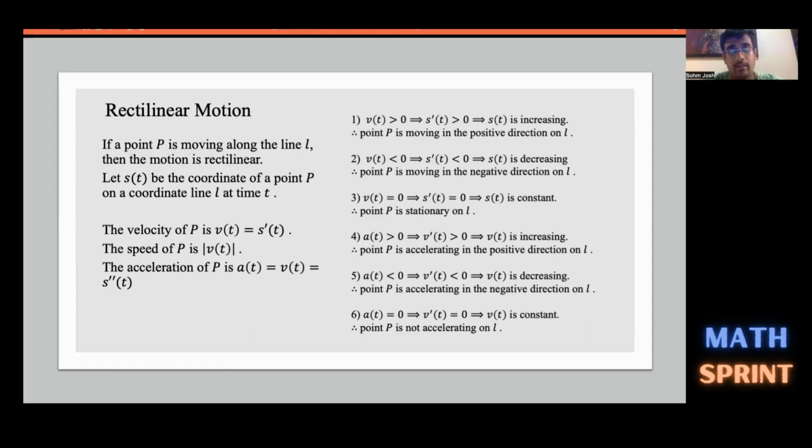So now the final scenario is a of t is equal to 0. So that means v of t is constant. And if a of t is equal to 0, then you should figure out that point P is not accelerating at all on L. Its velocity is constant.